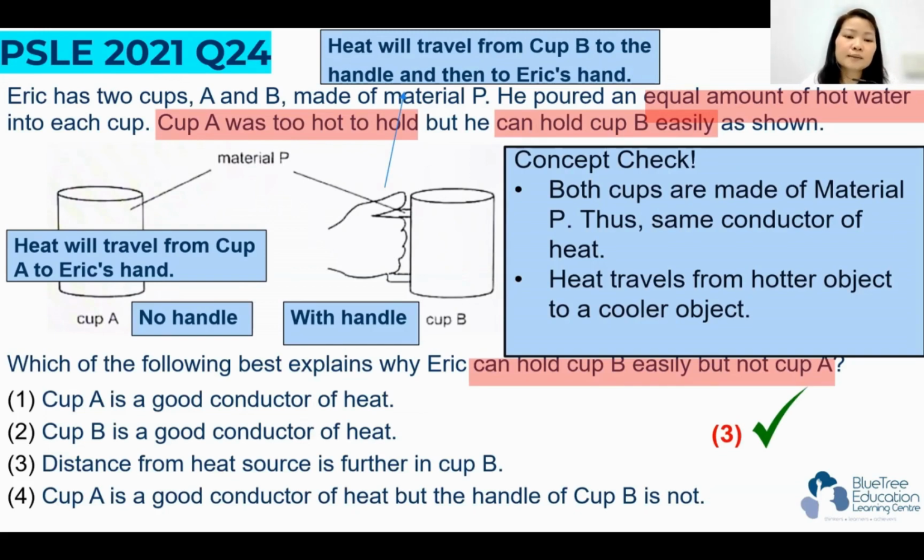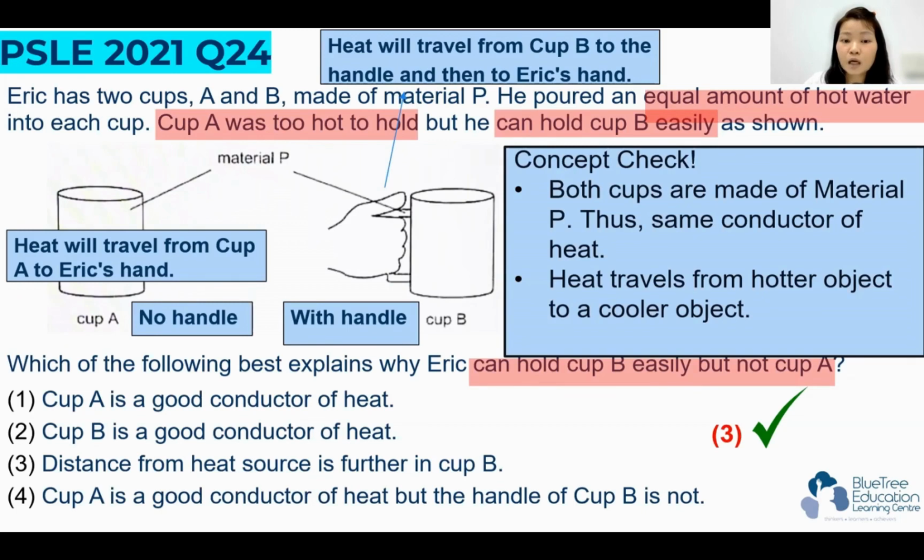Why? Why isn't the answer 4? Cup A is a good conductor of heat, but the handle of cup B is not. The thing is, they actually tell you that the 2 cups are made of material P, so the whole cups are made of the same material. So the answer should be 3. Distance from heat source is further in cup B. That means for cup B, the heat will travel from this cup, then to the handle, then to Eric's hand. That's why Eric can hold cup B easily. Cup A was too hot to hold because the heat will transfer directly to Eric's hand. So that's why the answer is 3.